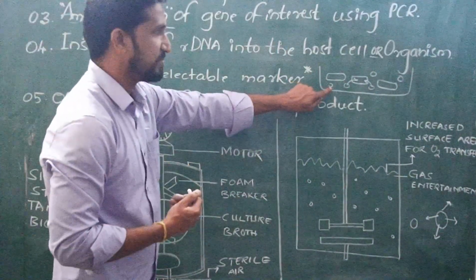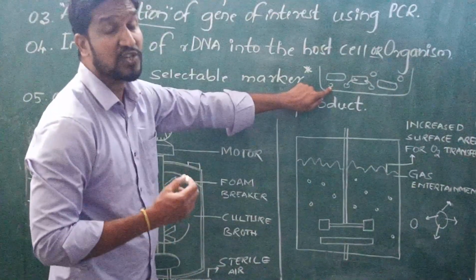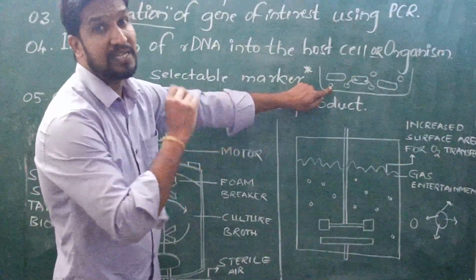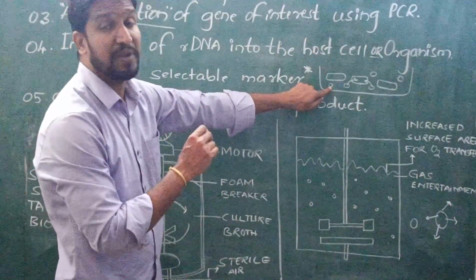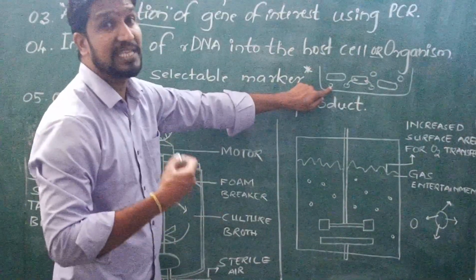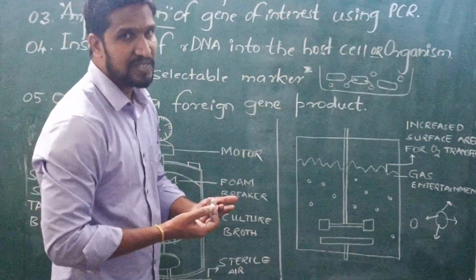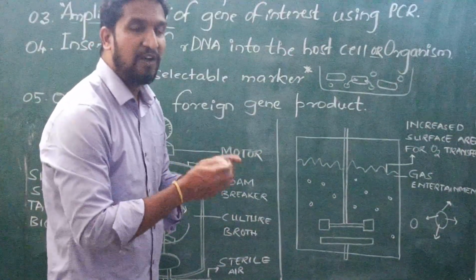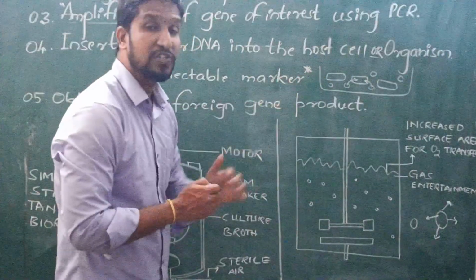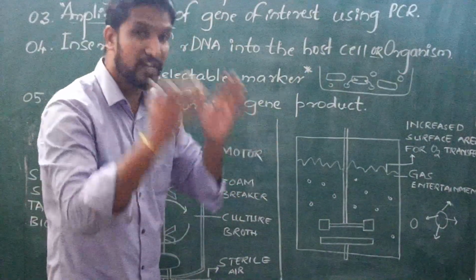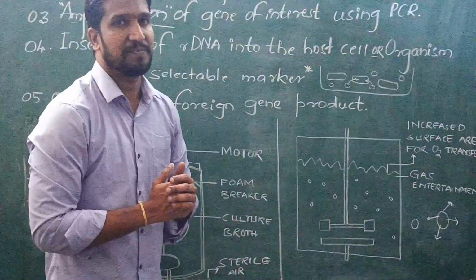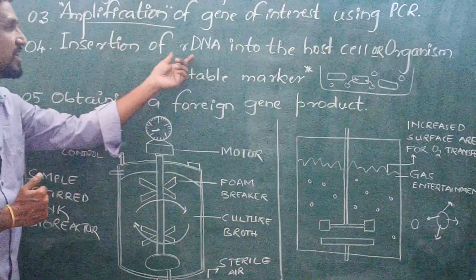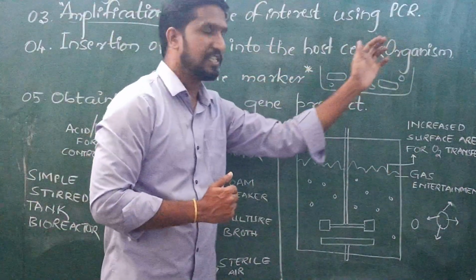You know very well plasmids are extra chromosomal DNA present in the bacterial cell, and these plasmids act as a vector, and a vector is nothing but a gene taxi. Gene taxi is a carrier of the desired gene into the host cell. These are the points that the student should remember, right? That is how the insertion of rDNA will take place into the host cell or organism.